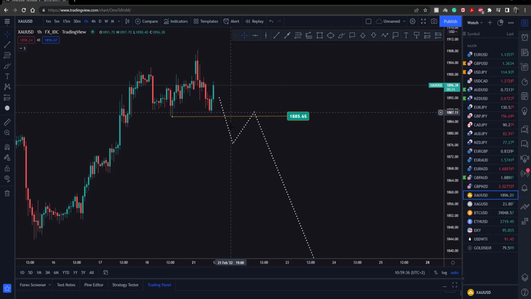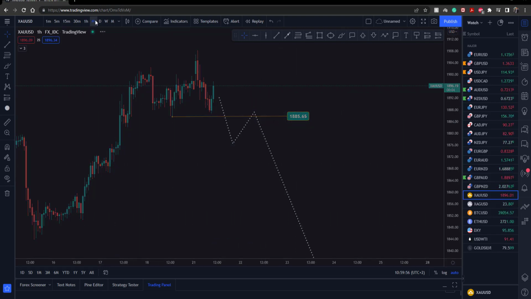So that means I can enter short here on the breakout, but like I said, I like to be a bit more conservative, so I'm going to be waiting for a retest of around the 1885 level, depending on where we get an entry signal, and then I'm going to be looking to short price.